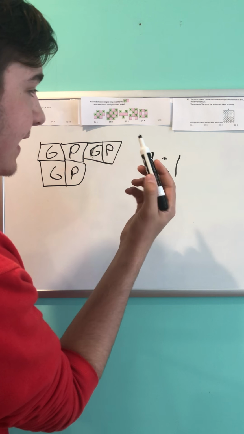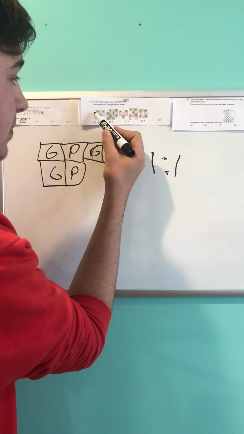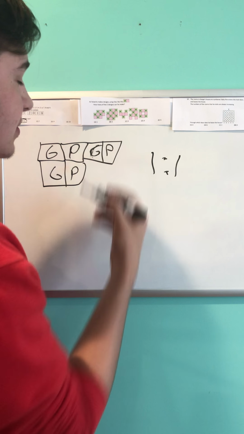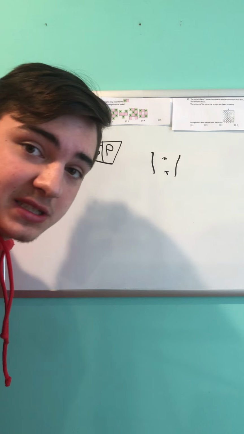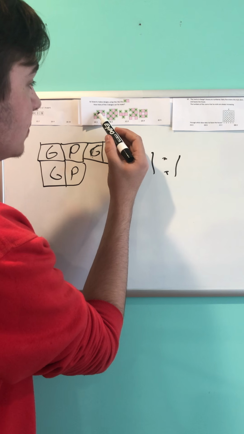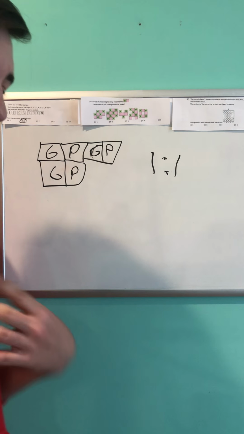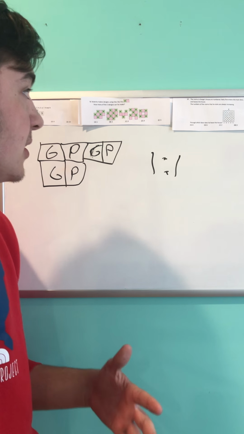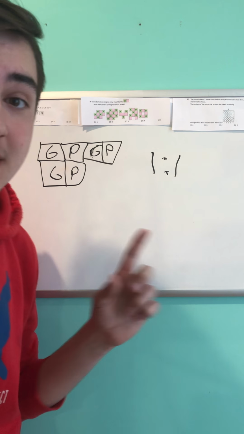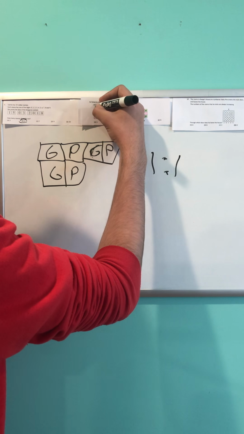So in this one, let's count how many green there are. 1, 2, 3, 4, 5. So in this one, there are 5 green. Now let's see how many pink there are. 1, 2, 3, 4, 5. So the amount of pink here is equal to the amount of green. So that means he can make that design. So this is good. Let's put a check mark there.